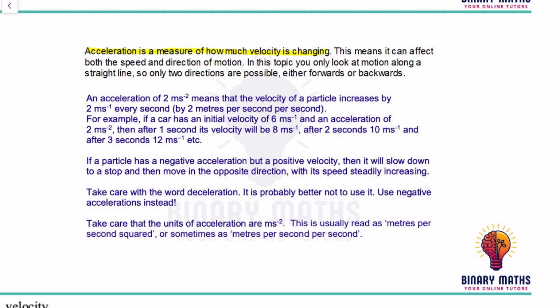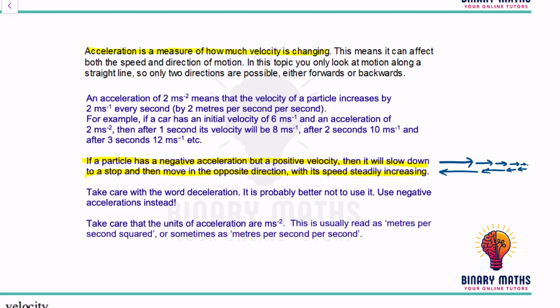For example, if a car has an initial velocity of 6 meters per second and an acceleration of 2 meters per second squared, then 1 second after, its velocity will be 8, after 2 seconds it will be 10 meters per second, and after 3 seconds it will be 12 meters per second. If a particle has negative acceleration but a positive velocity, then it will slow down to a stop, then move in the opposite direction with its speed steadily increasing. So imagine something is accelerating by the length of the arrow, then it'll eventually come to a stop and then move backwards.